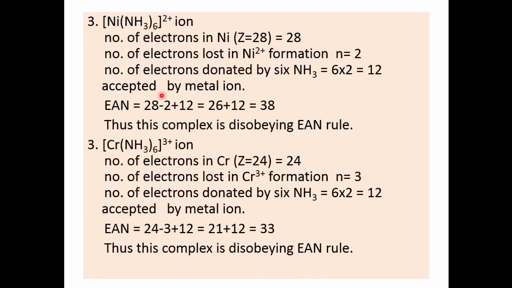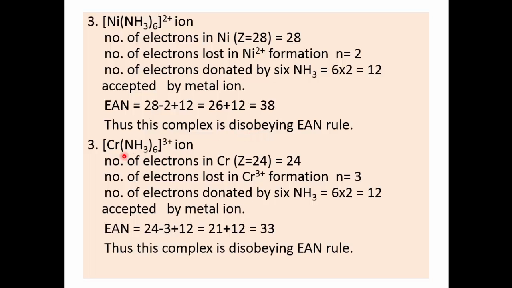Next one, Ni(NH3)6 2+ ion. The number of electrons in nickel, the Z value, is 28. Here again there is formation of Ni2+ ion. So the value of N is equal to 2. 6 ammonia molecules donate 12 electrons which are accepted by the metal ion. So again the EAN total becomes 38. Hence we say that this is again disobeying the EAN rule.